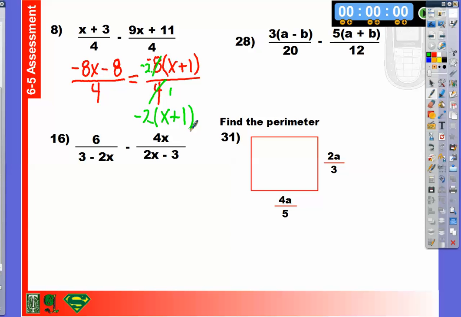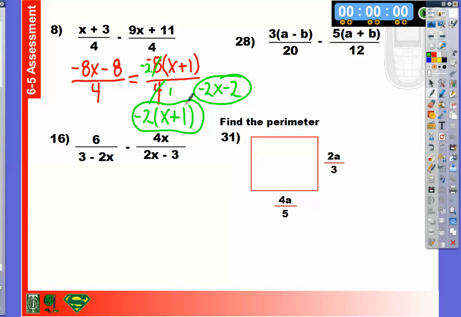I realize that some of you are going to give me an answer of negative 2x minus 2. For today and today only, I'll say that's okay. But this is the best answer. Half credit if you get to this point.